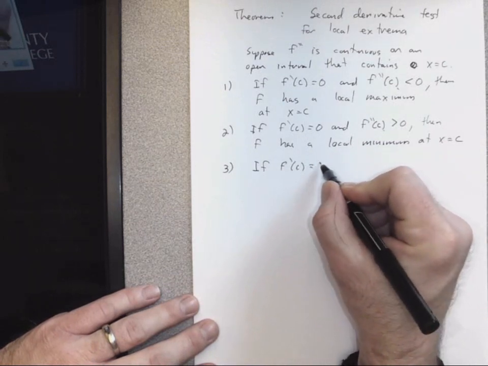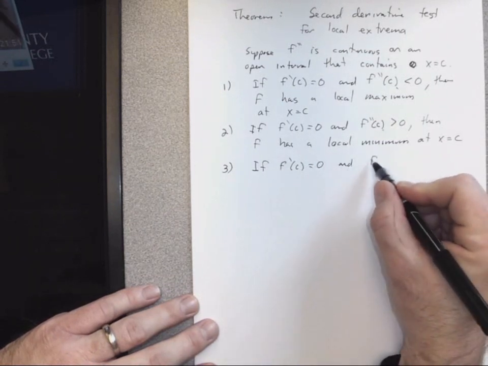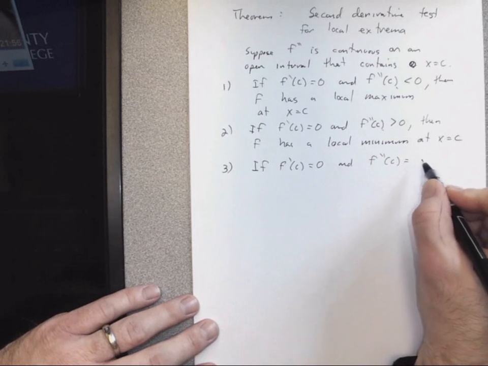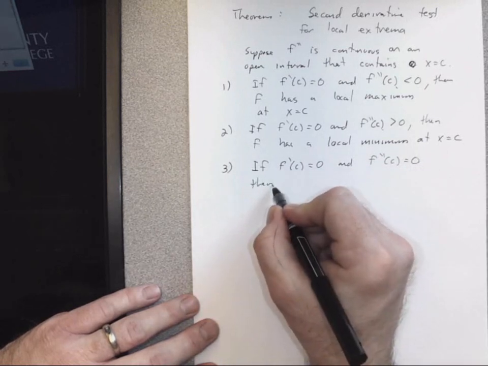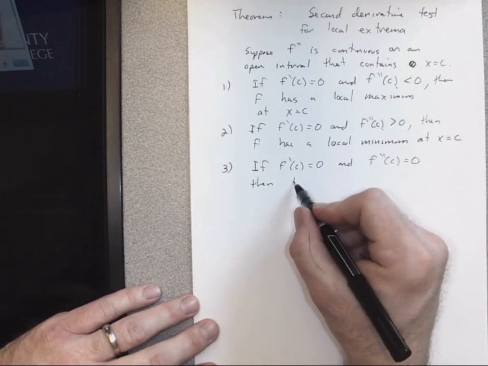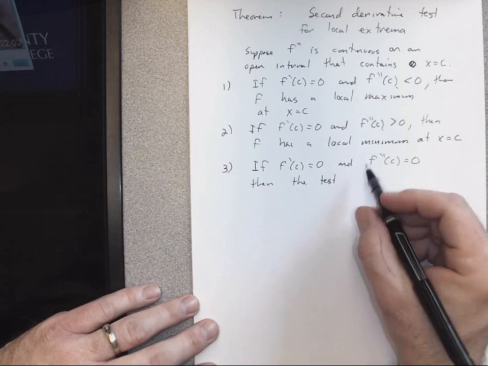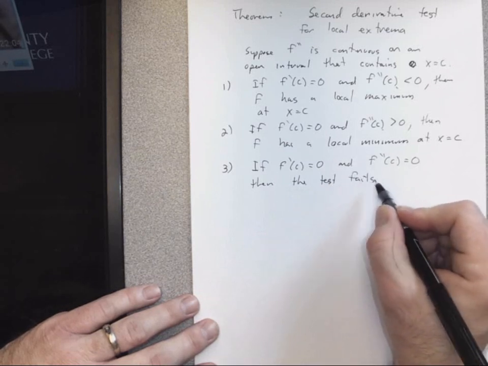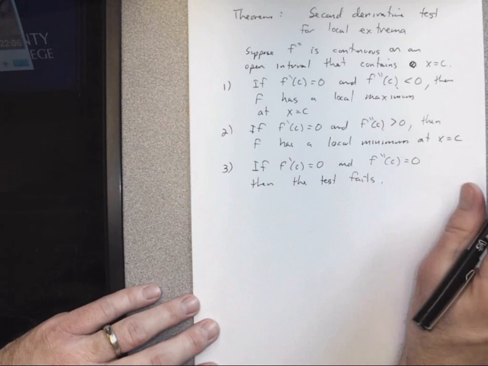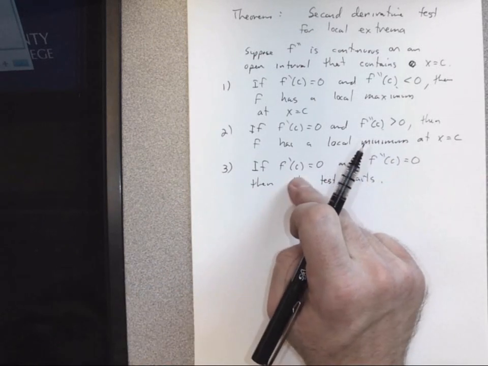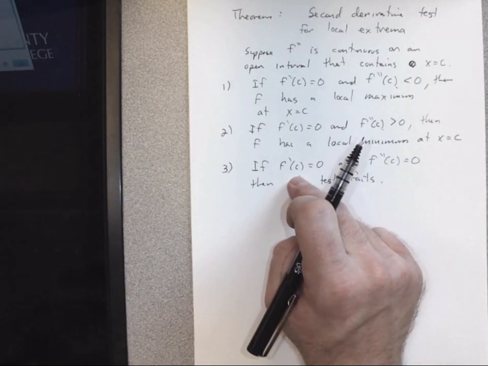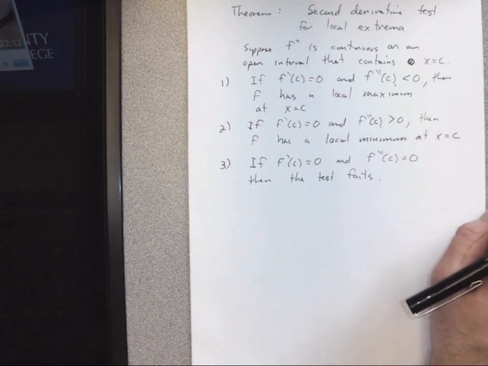So if f prime of C is equal to 0 and f double prime of C is also equal to 0, then our test fails. It means it's inconclusive. So what that means is C might be a maximum, C might be a minimum, C might be a saddle point. We don't really know.